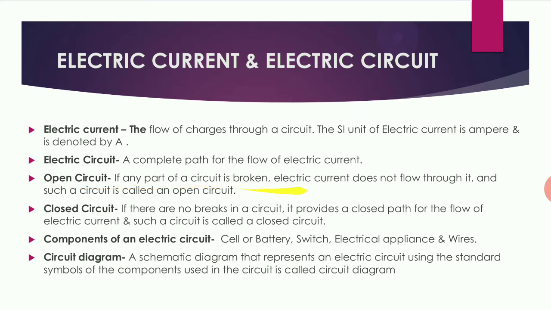Open circuit: if any part of the circuit is broken and electric current does not flow through it, such circuits are called as open circuits. So, open circuits are nothing but if the circuit is broken in between and it is not allowing the current to flow through it, then such circuits are called as open circuits.